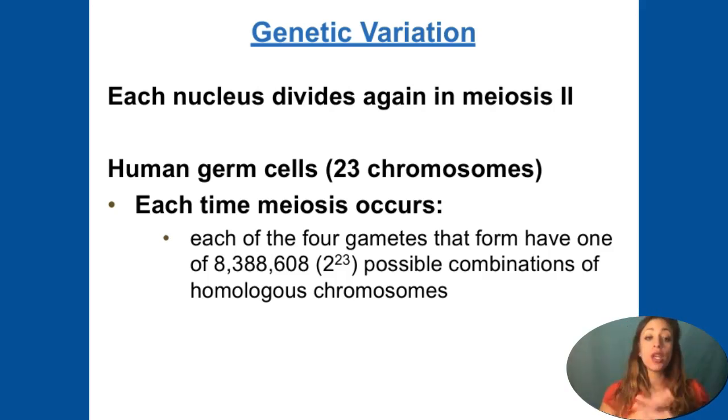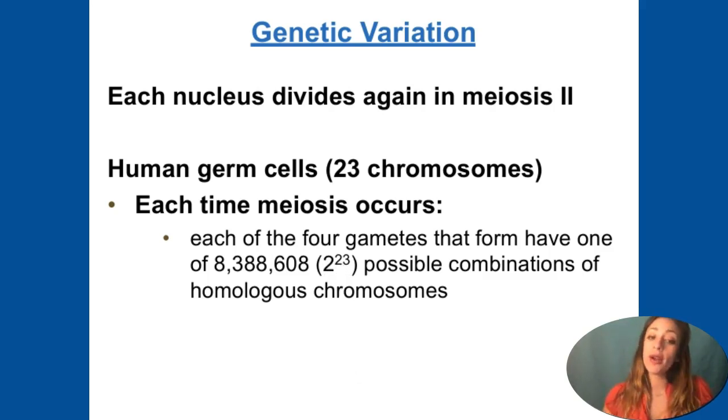So the human germ cells that are created, which are our gametes, have 23 chromosomes in them. Each time meiosis occurs, each of the 4 gametes that form has one of 8,388,608 possible combinations of homologous chromosomes. The reason being, all they did was put the 2 chromosomes times the 23 pairs.